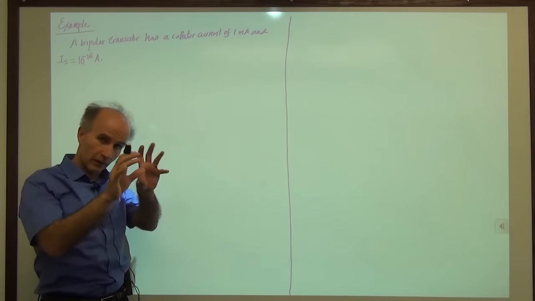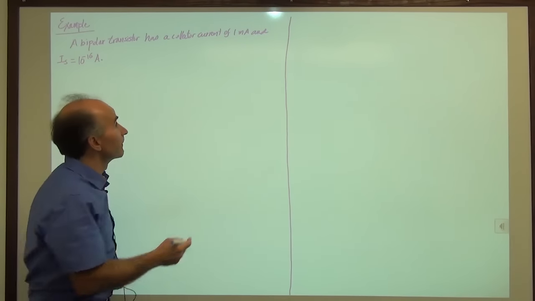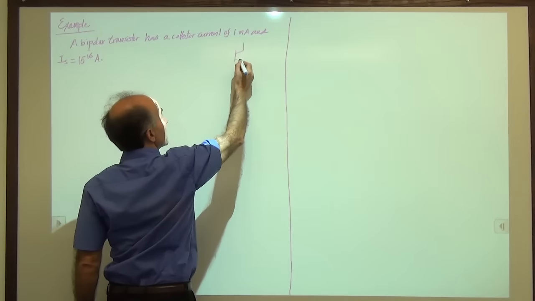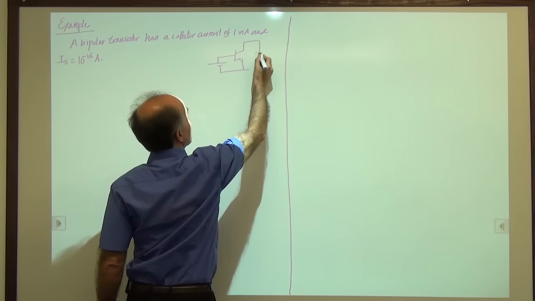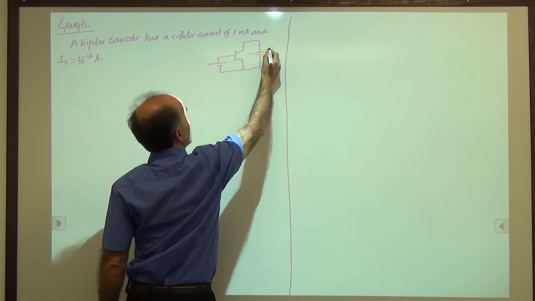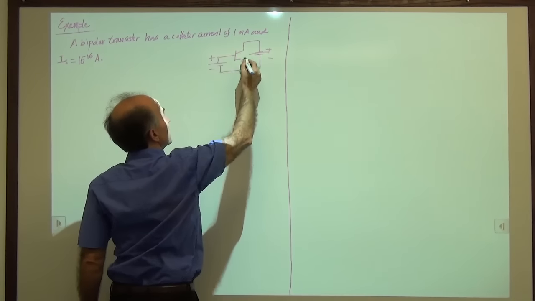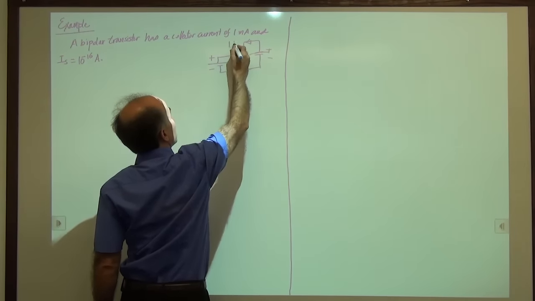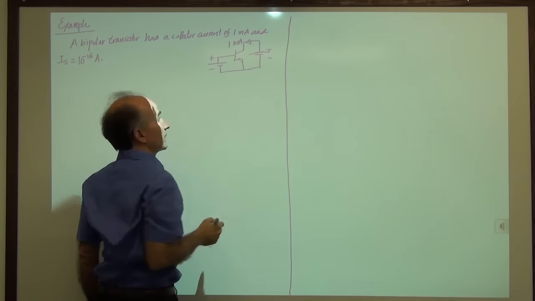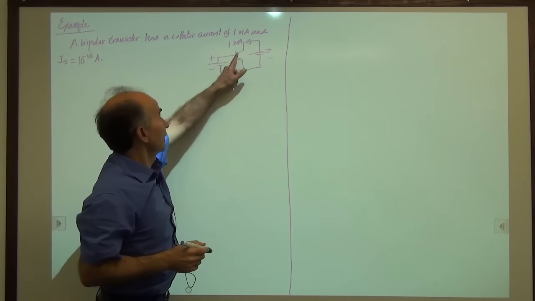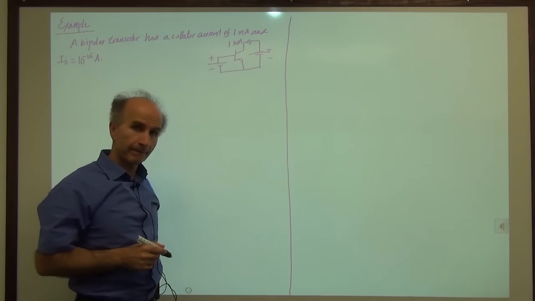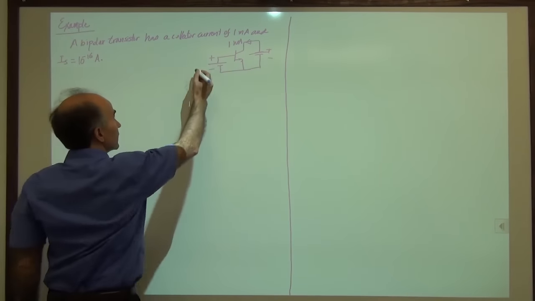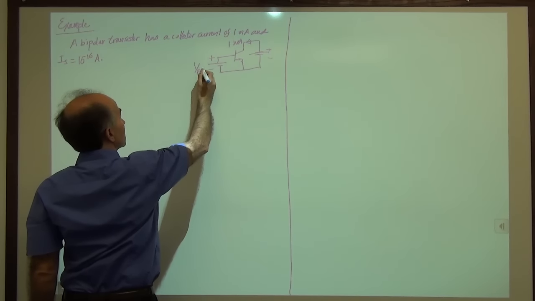I connected those voltage sources to it. So we have something like this. We have applied these voltages. And what we observe is that the collector current is 1 milliamp. And the data sheet tells us that IS is 10 to the minus 16 amperes. All right, so what we would like to find out is this base emitter voltage.